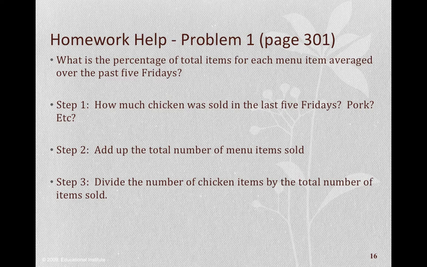So your first step in doing this, if you go to page 301 and look at the chart there, they have chicken, pork, prime rib, lobster, and veal. And they have 5 weeks of sales. So it's pretty easy to take step 1, how much chicken was sold in the past 5 Fridays. You add up week 1 plus week 2 plus week 3 plus week 4 plus week 5, and you should have the total number of items sold.